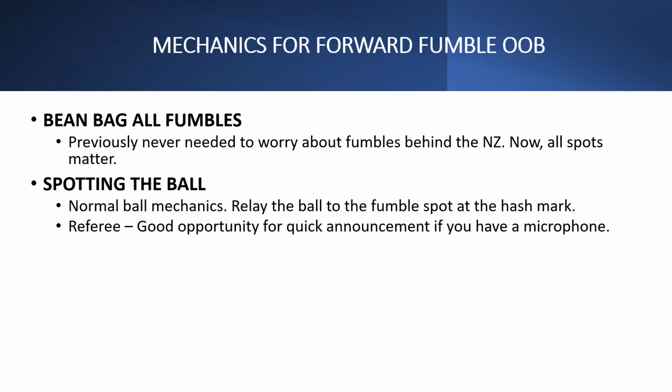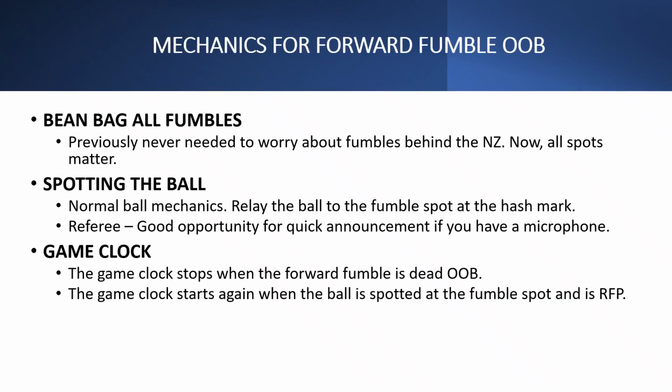When spotting the ball, use your normal ball rotation mechanics. Relay the ball back in to the umpire, but it will be placed at the fumble spot at the nearest hash mark. Referees, if you are wearing a microphone, this is a good opportunity to briefly explain the new rule change. It can be as simple as saying, the ball was fumbled forward and out of bounds. By rule, it is returned to the spot of the fumble, second down.